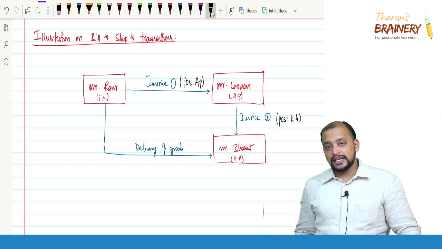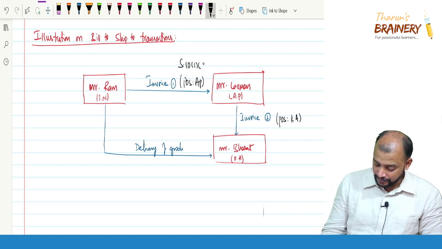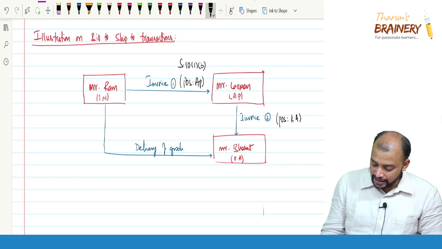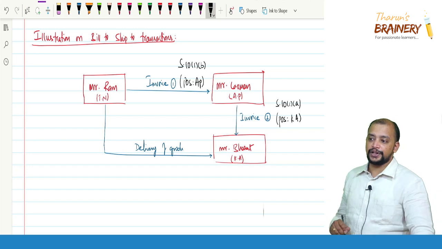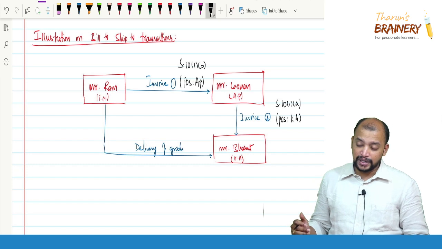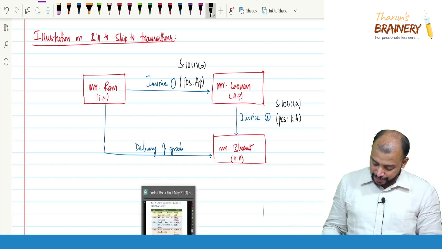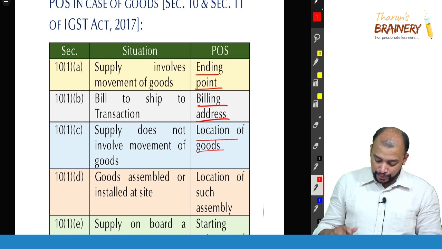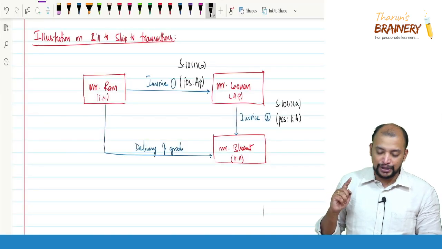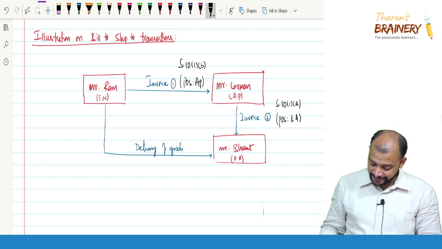Why, sir? Here the place of supply is determined in terms of section 10(1)(b). But here the place of supply is determined in terms of section 10(1)(a). Ending point of the goods. Understood or not? So here it is 10(1)(b), here it will be 10(1)(a). So this is with respect to bill to ship to transactions. Hope you got the clarity related to this. So in every bill to ship to transaction, there will be two supplies. You understood or not? Please respond.